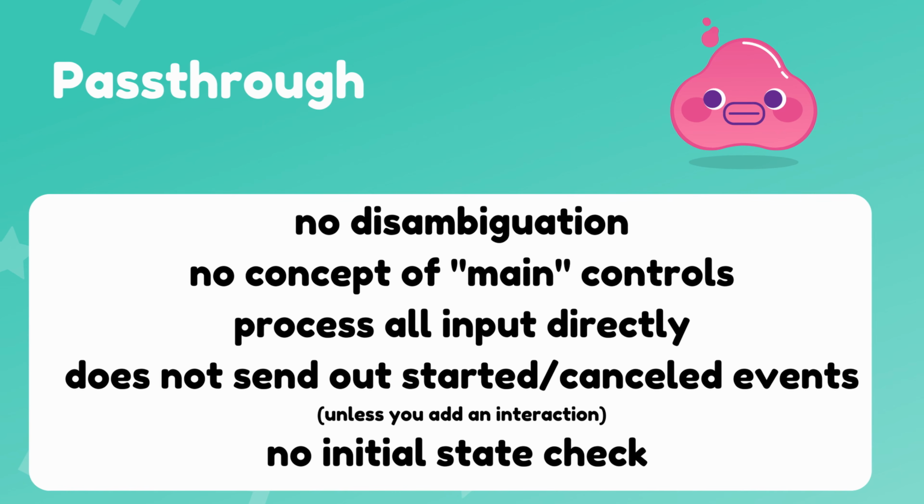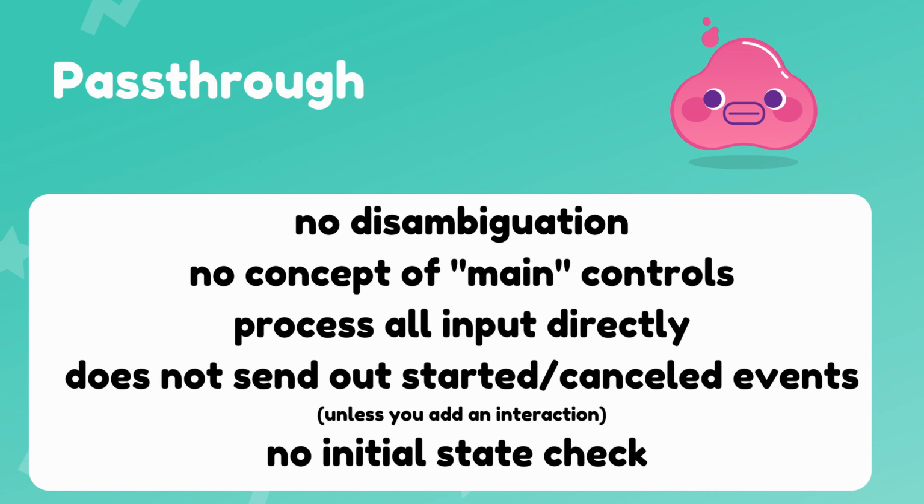So pass-through is much simpler, it doesn't have as much processing to it, and you'd use this if you want to process all input from a set of controls. Now the interesting thing is, a pass-through action will not send out started or cancelled events. It will always send out performed events when the joystick value is moved.